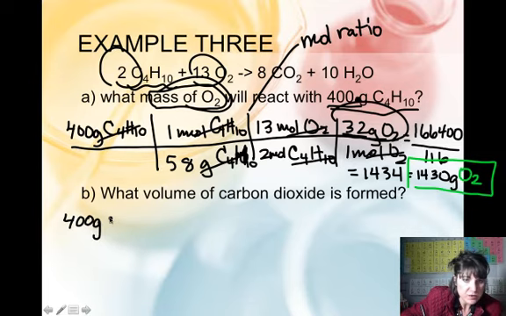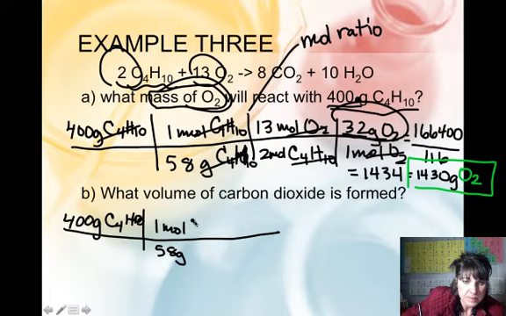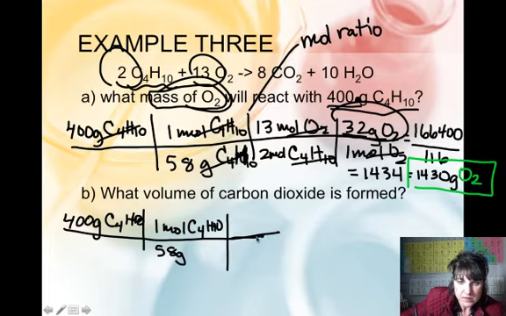So 400 grams of butane, C4H10, and of course we have to change that to moles. That's our first step. Wow, drawing crooked lines here. 58 grams per mole. I can't write the H10. My pen doesn't want to do that. It's the pen's fault, not mine. So now we have moles of butane.